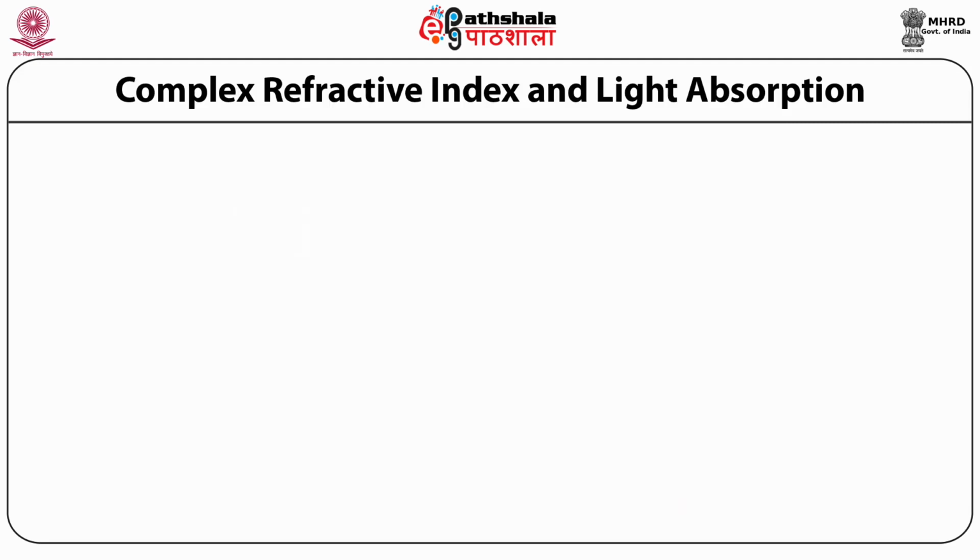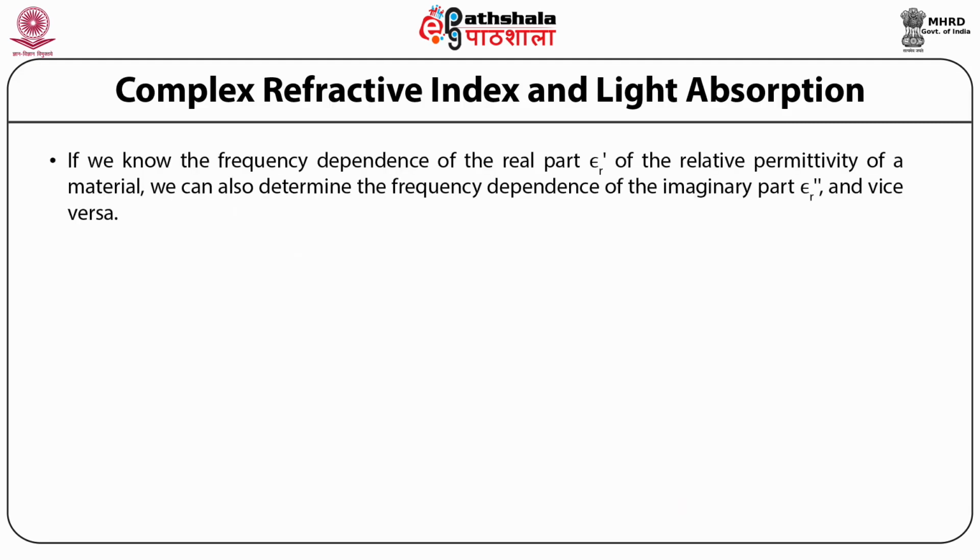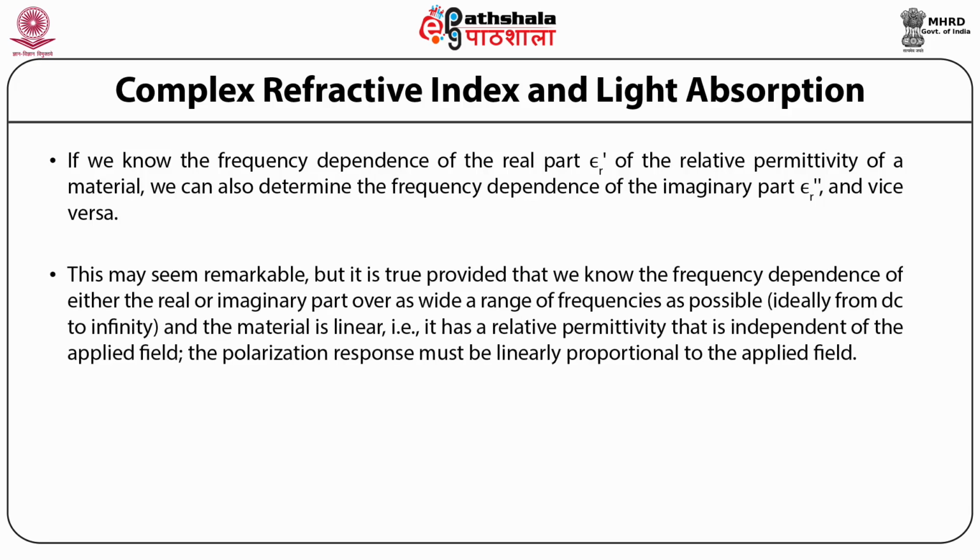Figure 2 represents optical properties of an amorphous silicon film in terms of real and imaginary parts of the complex refractive index. If we know the frequency dependence of the real part epsilon r prime of the relative permittivity of a material, we can also determine the frequency dependence of the imaginary part epsilon r double prime and vice versa. This may seem remarkable, but it is true, provided that we know the frequency dependence of either the real or imaginary part over as wide a range of frequencies as possible, ideally from DC to infinity, and the material is linear. That is, it has a relative permittivity that is independent of the applied field. The polarization response must be linearly proportional to the applied field.